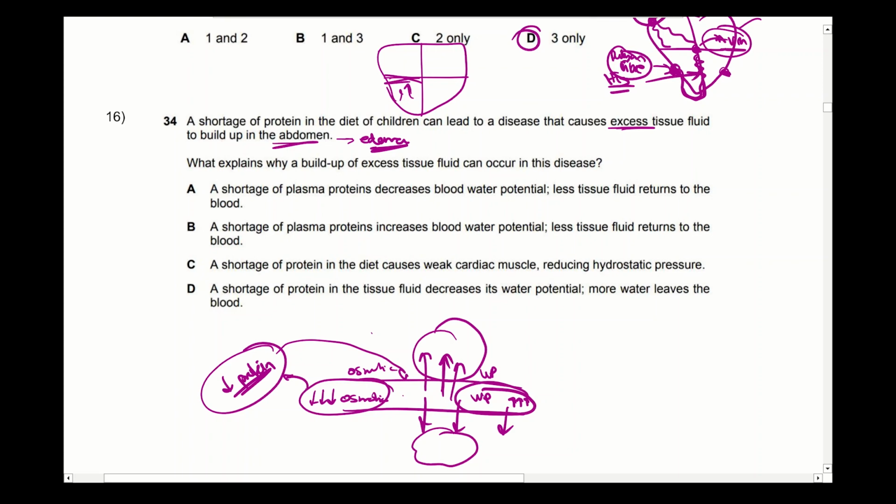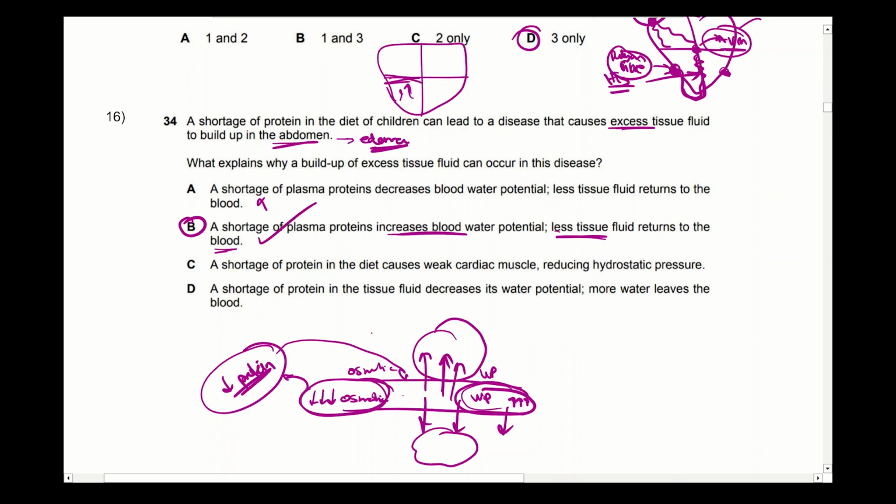A. A shortage of plasma proteins decreases blood water potential. Less tissue fluid returns to the blood. Now, this is incorrect. B. A shortage of plasma proteins increases blood water potential, as we mentioned here. A decrease in osmotic pressure means water potential increases. So, less tissue fluid returns to the blood, aka tissue fluid accumulates in the abdomen or in these cells. Therefore, this is correct.